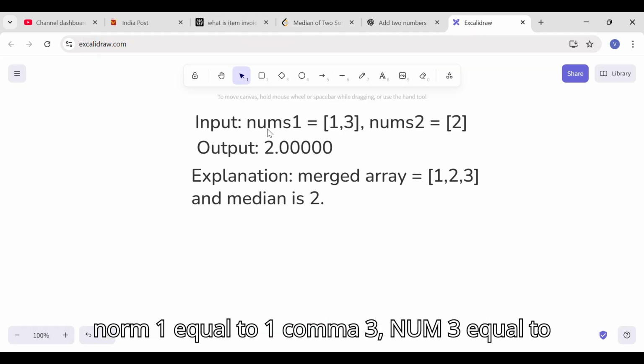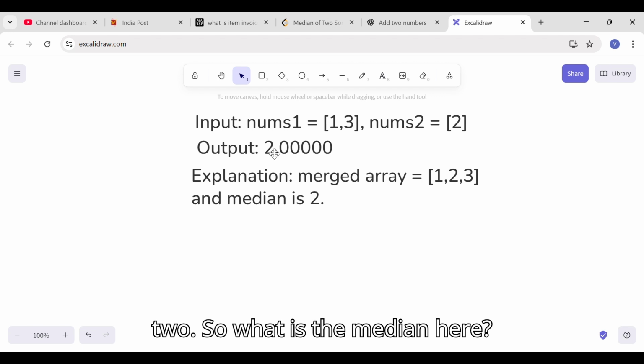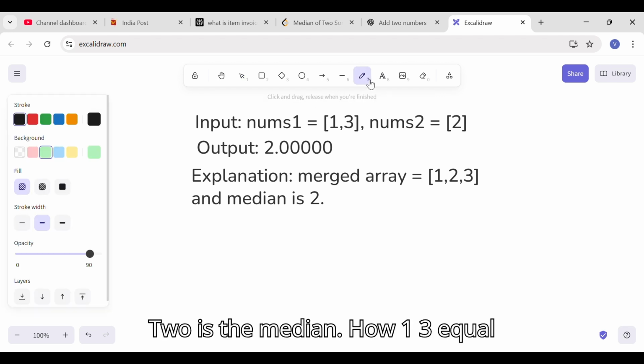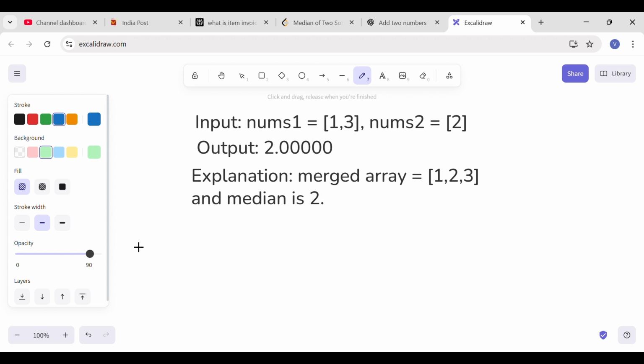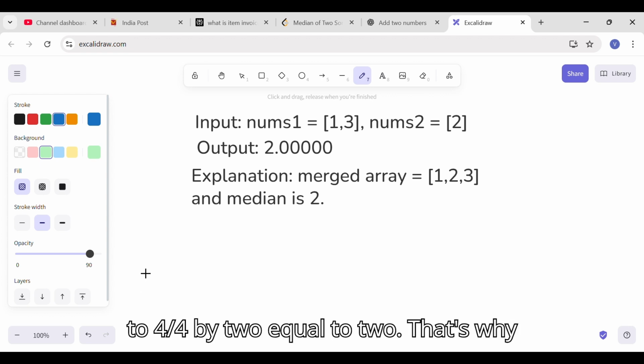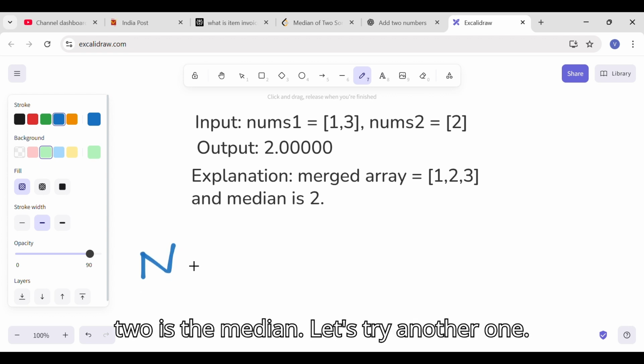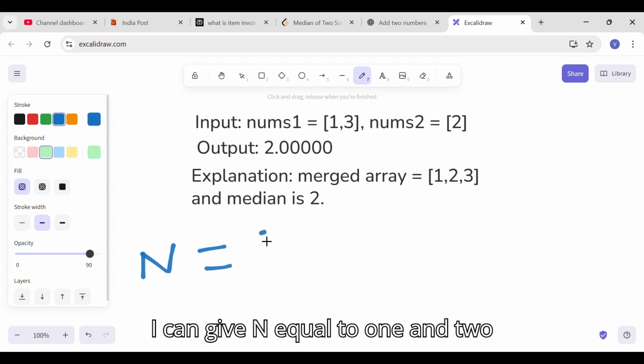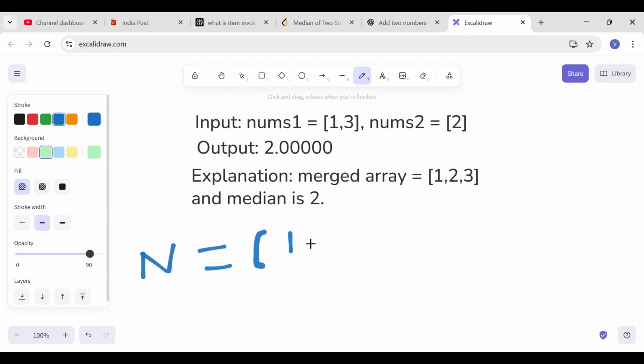Given input is nums1 equal to 1, 3, and nums2 equal to 2. So what is the median here? 2 is the median. Now 1 plus 3 equal to 4, 4 by 2 equal to 2. That's why 2 is the median. Let's try another one. I can give n equal to 1 and 2. I have taken these values.